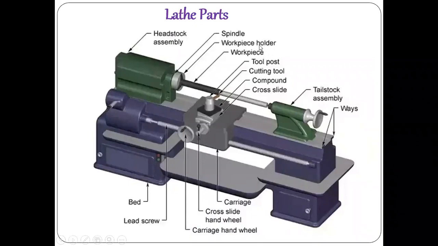So this is the workpiece. This is the work holding device, nothing but the chuck. And this is the tailstock, whatever you have seen in the previous slide. In between the headstock and tailstock, your complete workpiece is held. The workpiece is held between the tailstock as well as the headstock. So this is the workpiece, and then this is the tool. This is called the tool post.